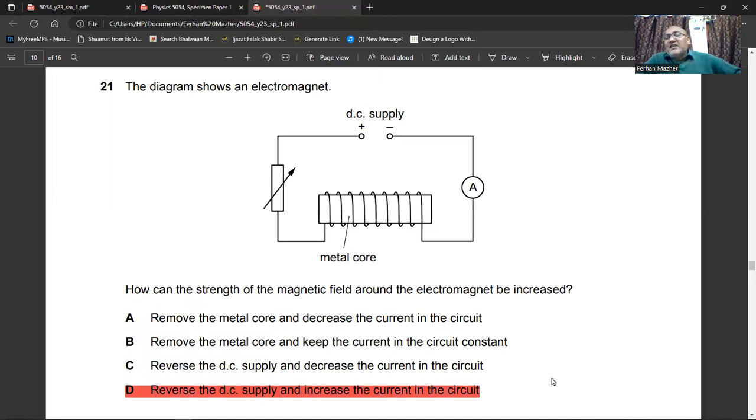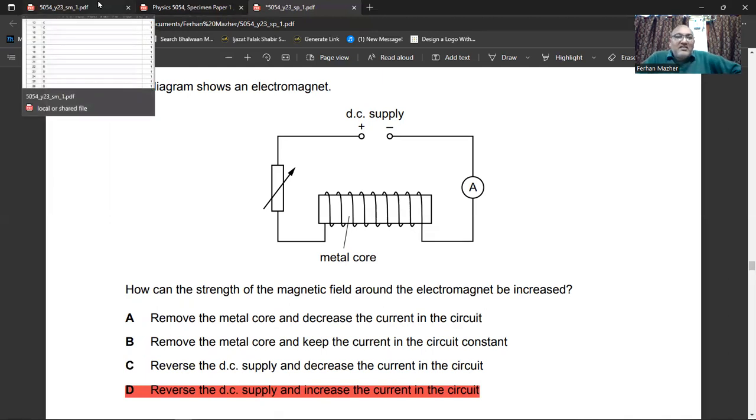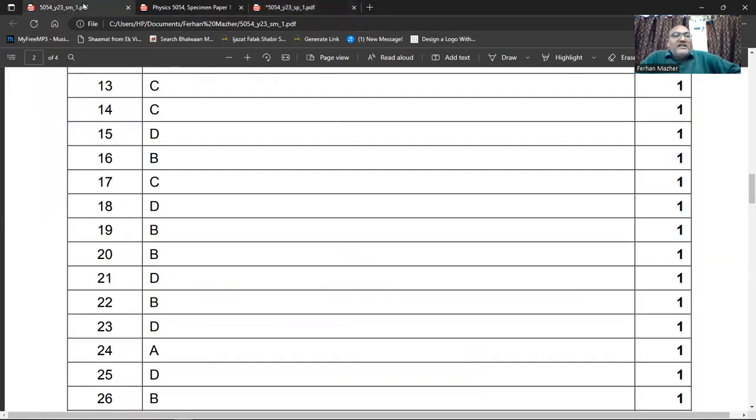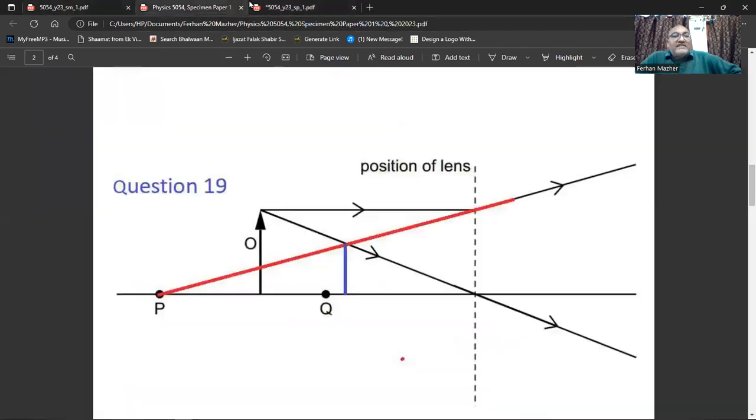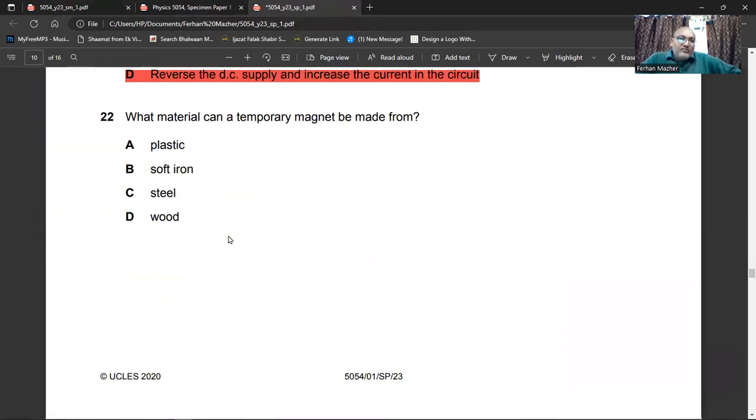You see, reversing the current has no effect on the strength of the magnetic field. Only polarity will change. Increasing the current, yes, that will increase it. Reversing the direction has no effect on the strength. So I think question 21D is the choice. Question number 21D is the right choice, sir.